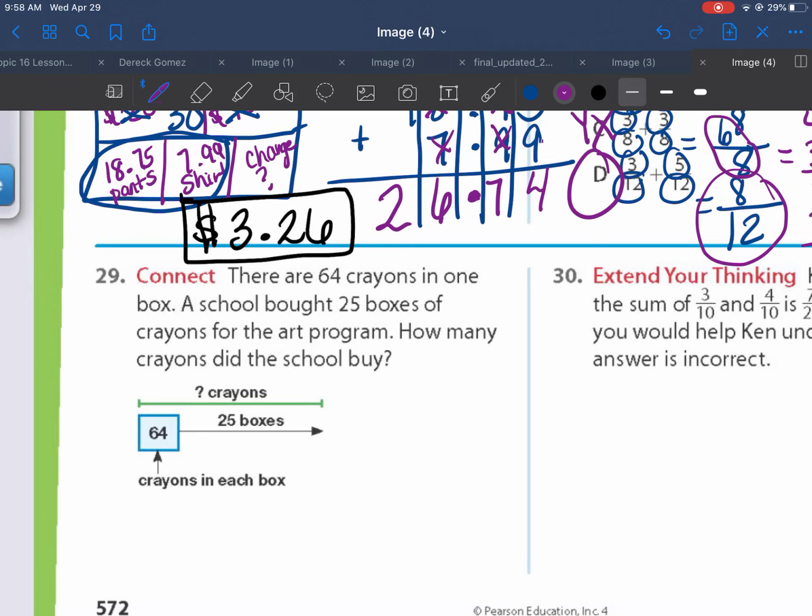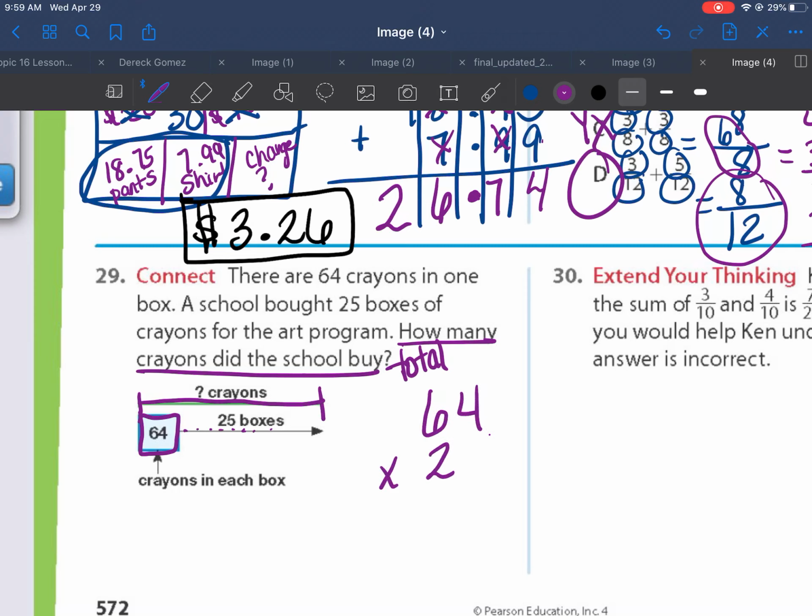Number 29. There are 64 crayons in one box. A school bought 25 boxes of crayons for the art program. How many crayons did the school buy? In other words, what is my total? Total number of crayons. So there's 64 in one, but we need to do 25 of those so we can get our total. So 64 times 25.